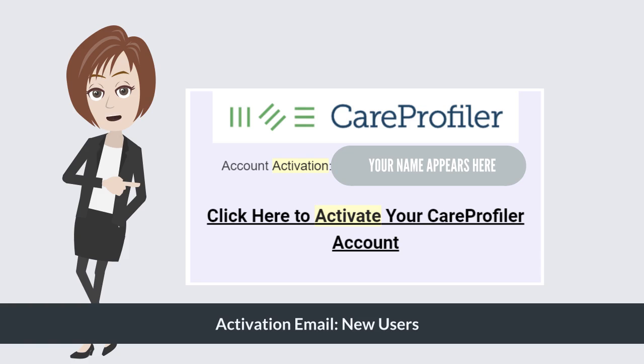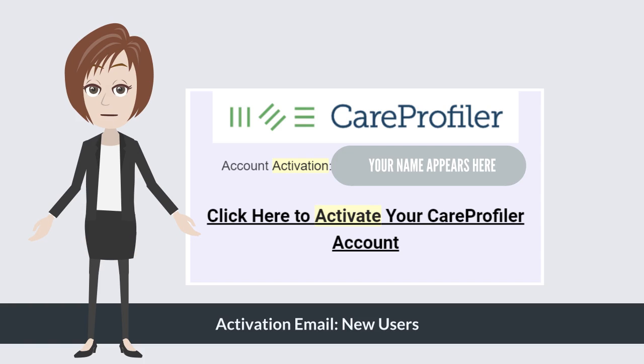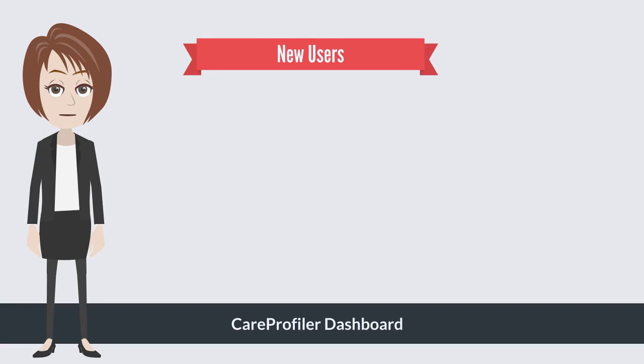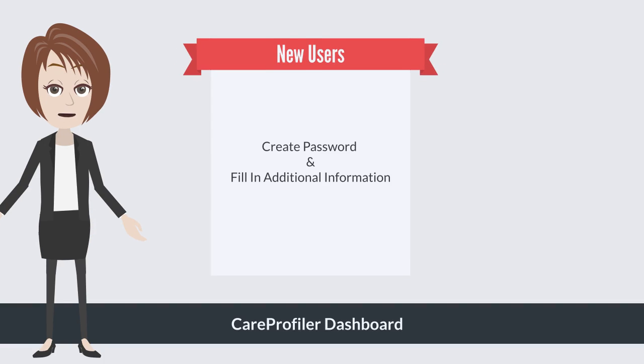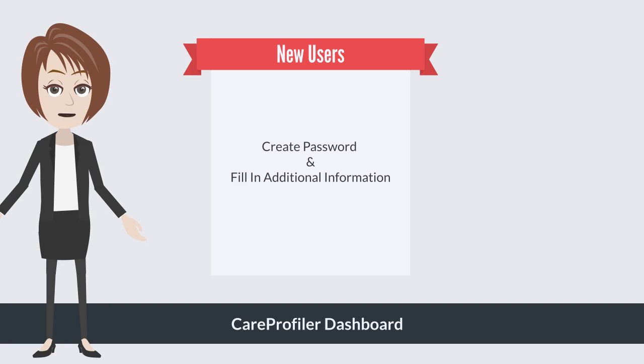If you're a first-time user, you'll have received an activation email from your supervisor. Go ahead and log into your email account, most likely your work email. Find the activation email and click it open. Here you will be prompted to create your password. After creating your password, go ahead and fill in the additional information that is specific to you. You will then be taken to the dashboard.